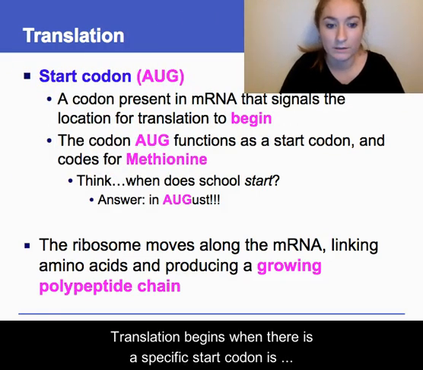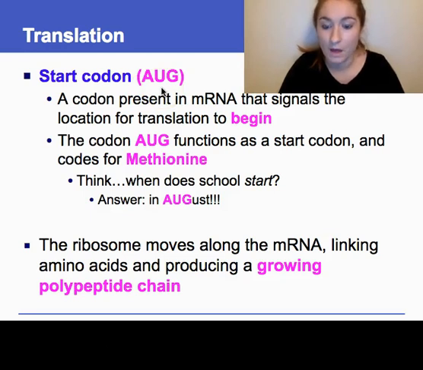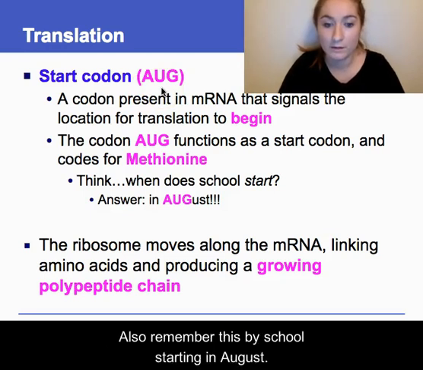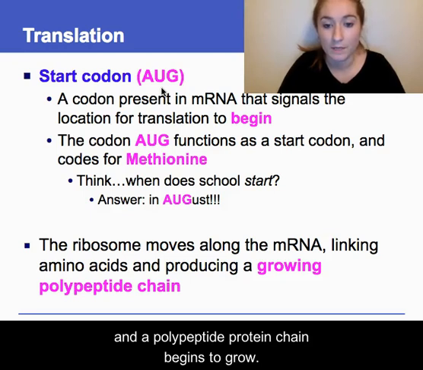Translation begins when there is a specific start codon. This codon is AUG and codes for methionine. I also remember this by school starting in August. When AUG is coded for, the translation process begins and the polypeptide protein chain begins to grow.